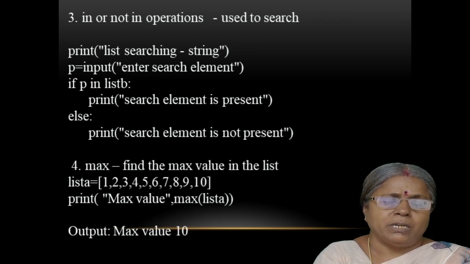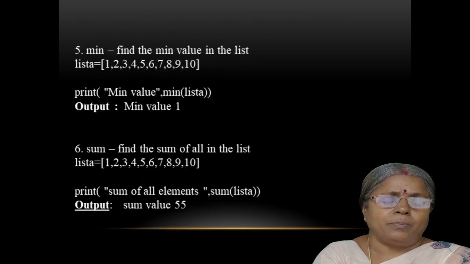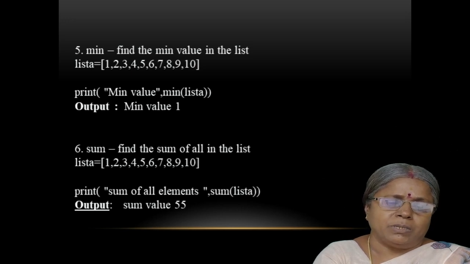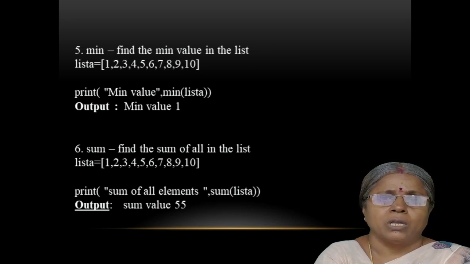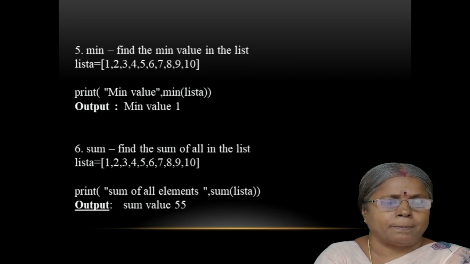The next method is max, used to find the maximum value in the list. Here is an example. In this example, the maximum value returned by the method is 10. The next operation is min, used to find the minimum value in the list. Then another method, sum, is used to find the sum of all the elements in the list, that is, the total of the values in the list is found by using the method sum.